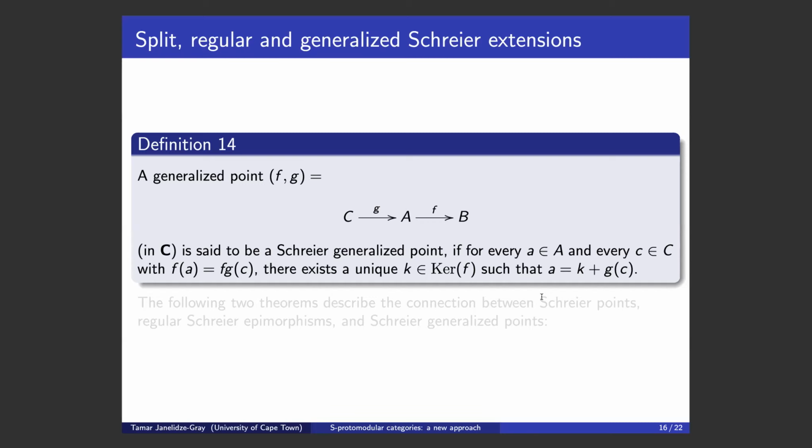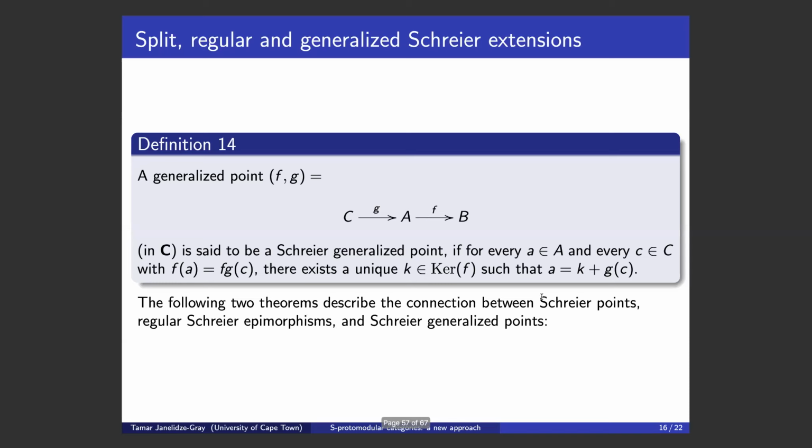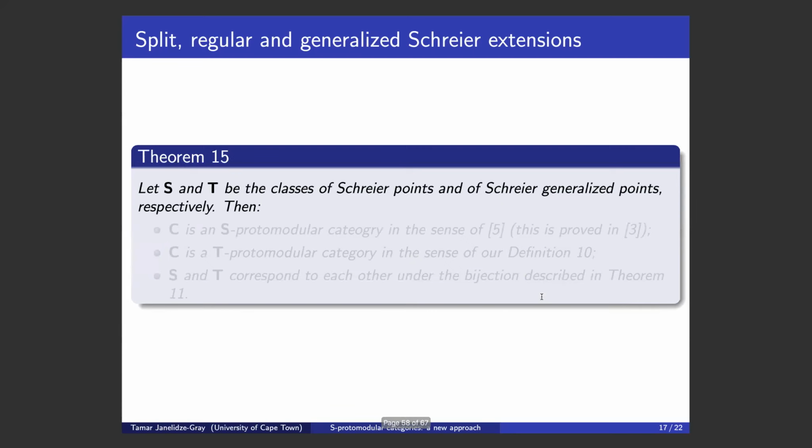And now we want to describe the connection between Schreier points, so split Schreier epimorphisms, regular Schreier epimorphisms, and Schreier generalized points. So we have the first theorem. Let S and T be classes of Schreier points. S is a class of split Schreier epimorphisms, and T is a class of what we defined, Schreier generalized points. Then we have the following.